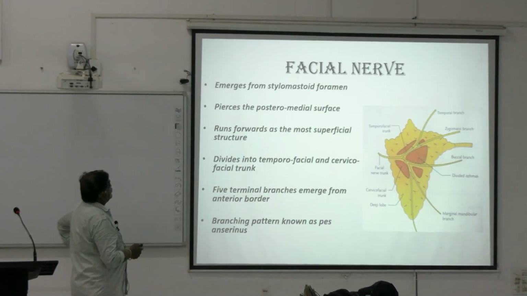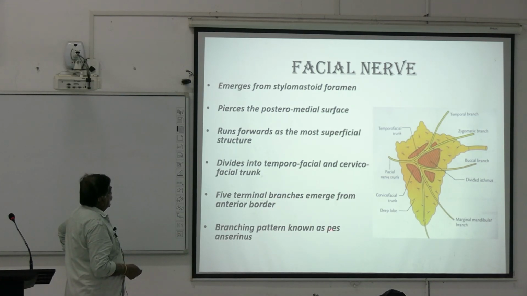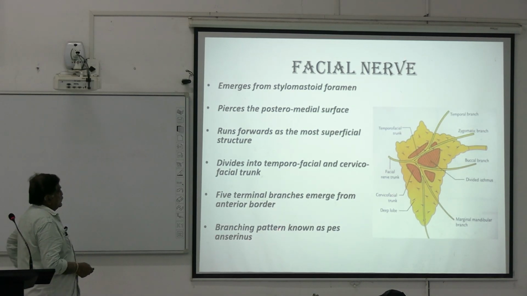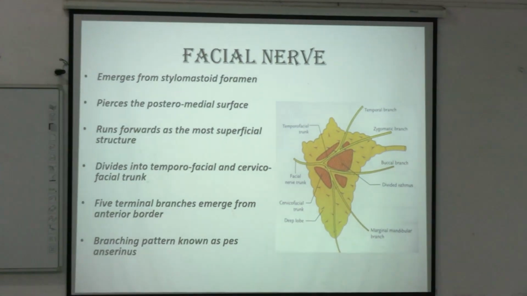Now, it emerges from the stylomastoid foramen, pierces the posteromedial surface, runs forward as the most superficial structure, and divides into temporofacial and cervicofacial trunks. Five terminal branches emerge from the anterior border, a branching pattern known as pes anserinus. Now, the facial nerve can be a question of 10 marks or 5 marks. It's very important. It can come in theory, and also you will be asked in practicals.